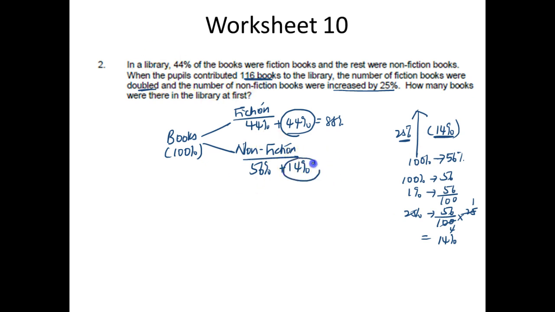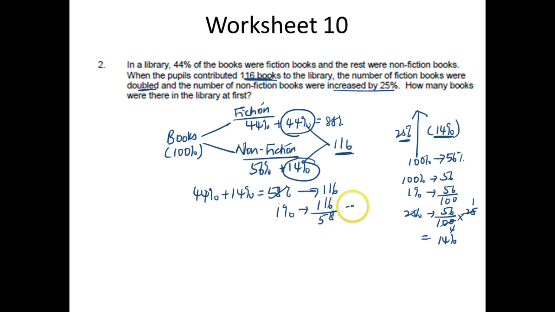This 14% and 44% were the ones contributed. So it's 116 books. So 44% plus 14%, which is 58%, is your 116 books. How many books were there at first? So 58% is 116. 1% will be 116 divided by 58. I get 2. 100% will be 2 times 100, which is 200 books. So at first there were 200 books in the library.